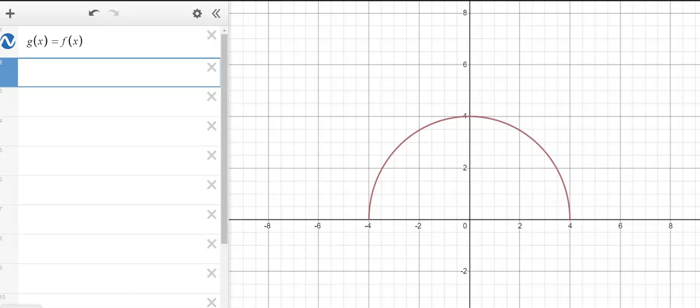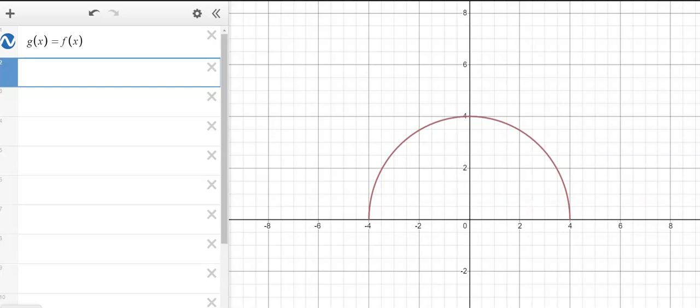The next group of transformations we're going to be talking about are dilations. Dilations are kind of tricky to tell apart. It's hard to tell apart the x dilations and the y dilations. So I'm going to use this example.